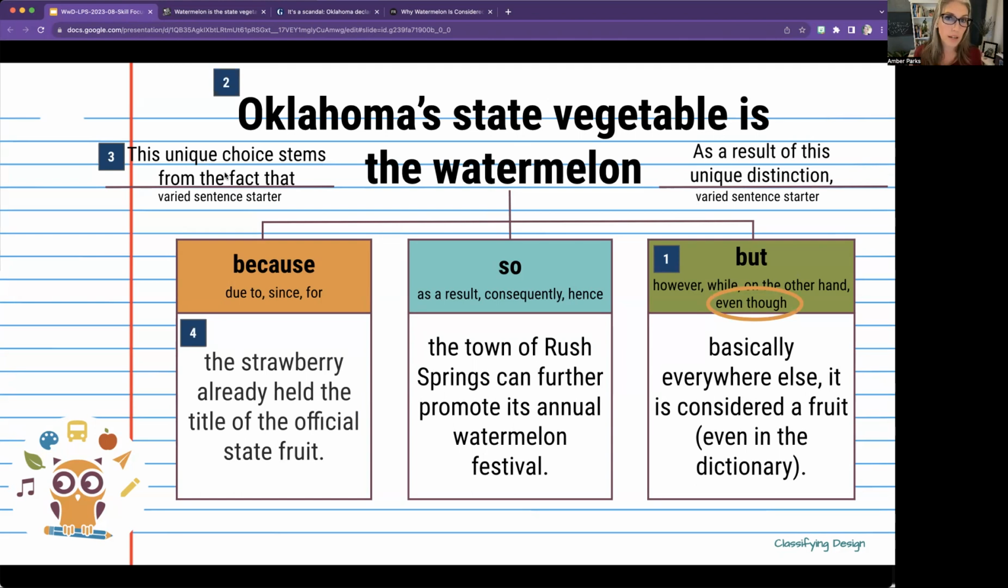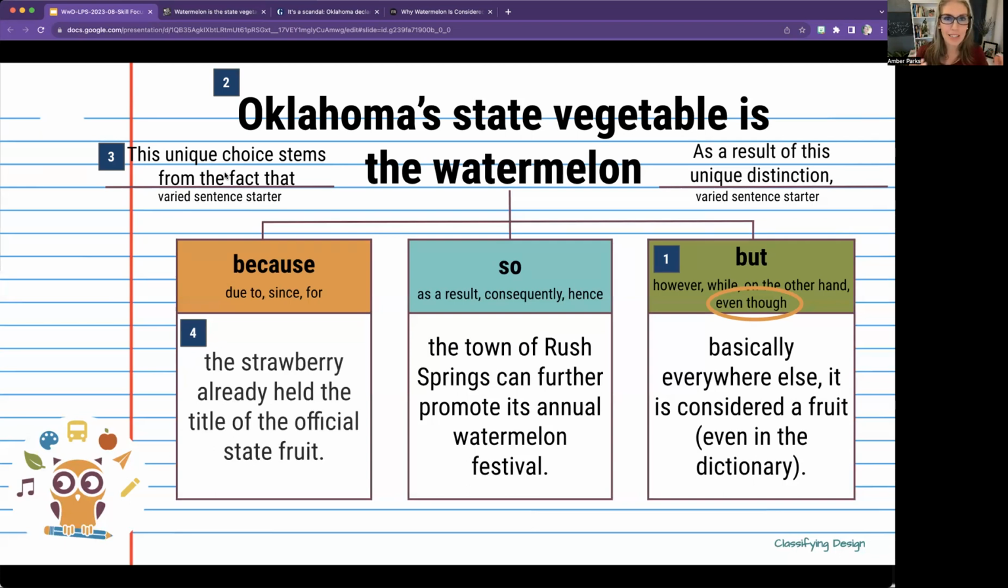So the way that we ended up with what we have there at that first varied sentence starter is to say, okay, what is it? What is this? Oklahoma State vegetable is a watermelon. What is that? Was that a forced decision? Was that just something that was just randomly decided? No, it's a unique choice, right? And it was something from the legislators. We could have added that in. This unique choice by state legislators, right? In 2007 stems from the fact that, so you can think about adding in lots more information from the research that was done, and also just through discussion.